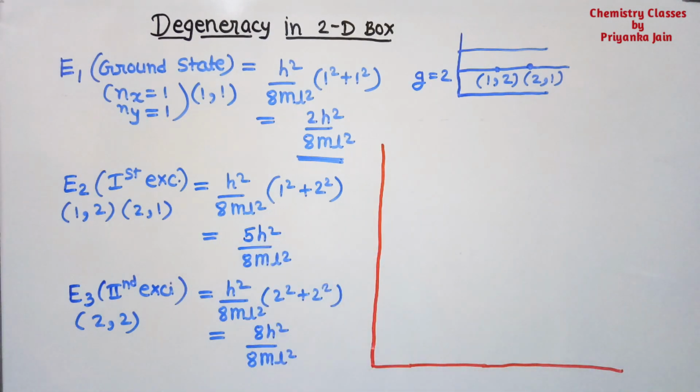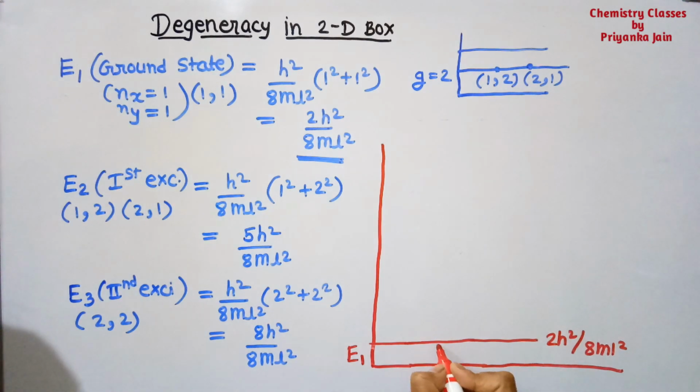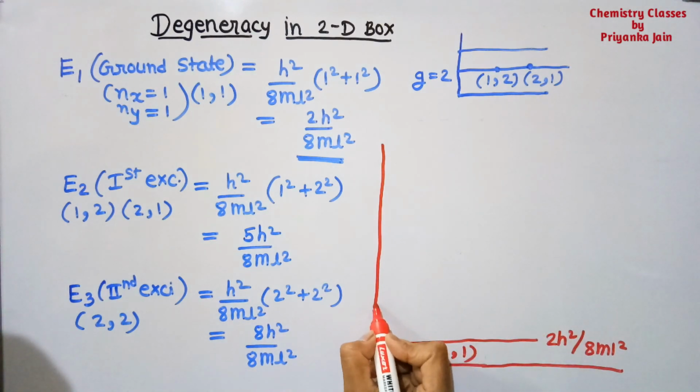Here we have to show the energy levels. Suppose we have the E1 energy level, the ground state. For the ground state, the energy will be 2h square upon 8mL square. So we can write it here, 2h square upon 8mL square, right? And what are the quantum numbers here for this? This state will be shown by 1 1. Okay, so this is a non-degenerate state. It means there is only one state for this energy level. Okay, now see the another state, E2.